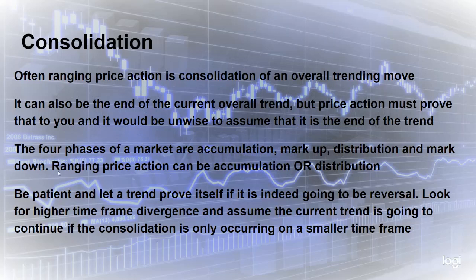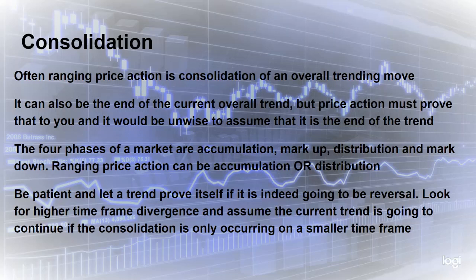So the 4 phases of market are accumulation, markup, distribution, and markdown. So say we're trading around a level here, that could be an accumulation, and then price moves up, so that would be the markup, and then price will then consolidate at that high, that can be distribution, and then we come back down, and that's called the markdown. So ranging price action can be either the accumulation or the distribution part of that. So it could be either the accumulation where we're then going to move up, or it could be the distribution where we then move down.